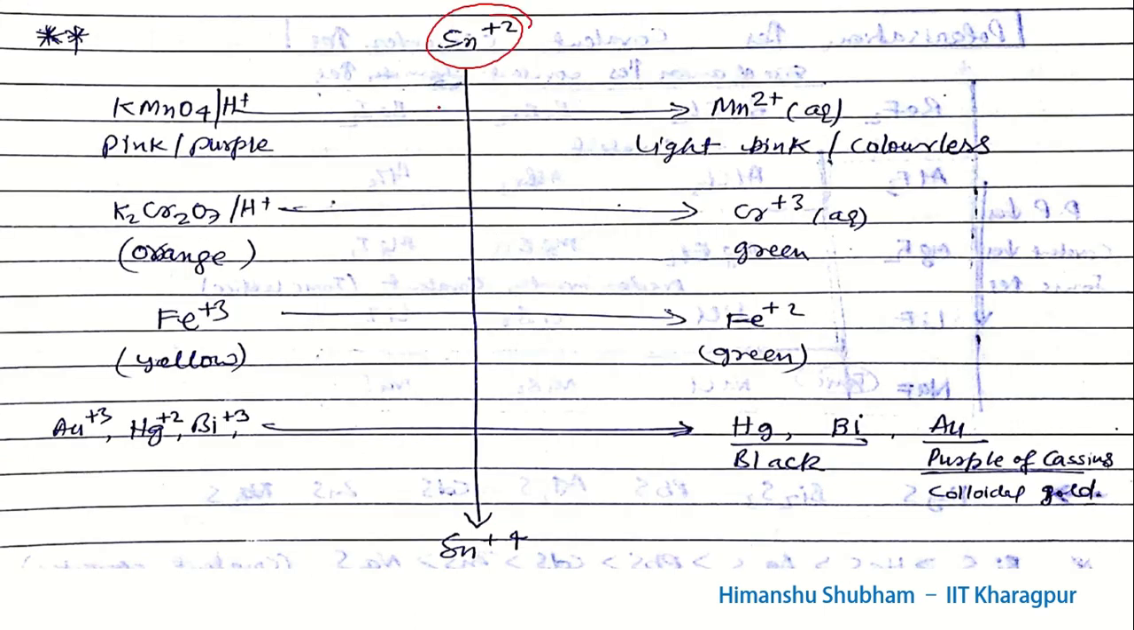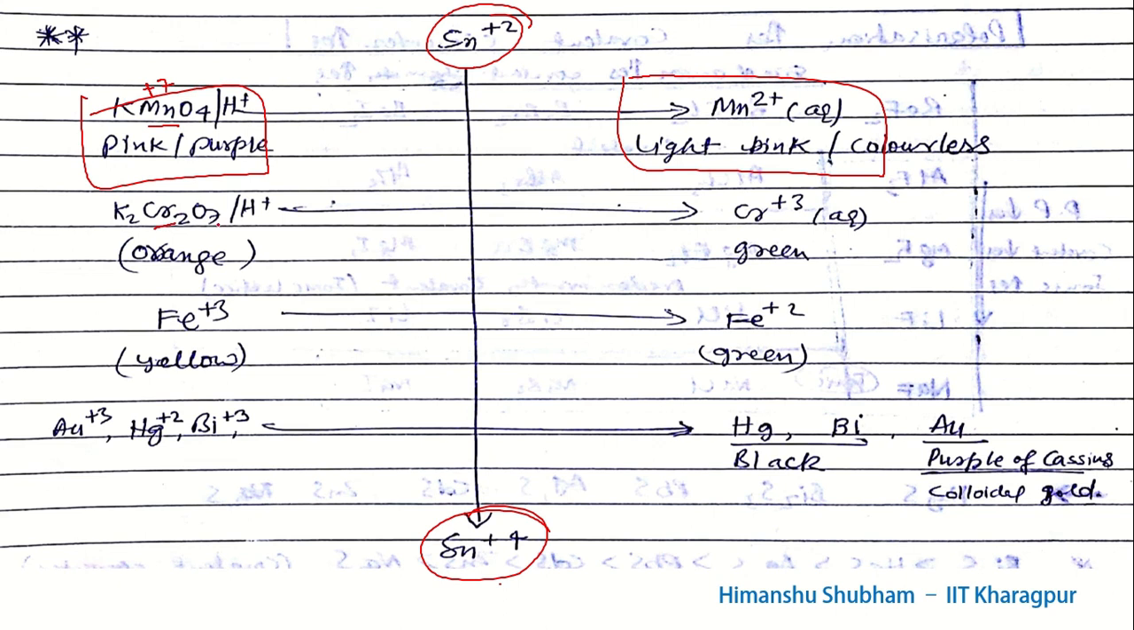Now we have Sn2+ here and Sn4+ here. That means we are adding this particular agent so that Sn2+ gets oxidized to Sn4+, and in the process this particular agent gets reduced to this particular agent. Now if you see here, what is the oxidation state of Mn? We find that the oxidation state of Mn here is +7, and on reacting with Sn2+, Sn itself gets oxidized to +4 and reduces Mn+7 to Mn+2.